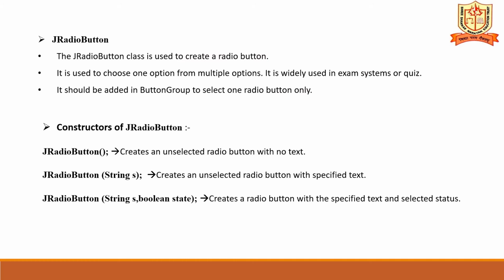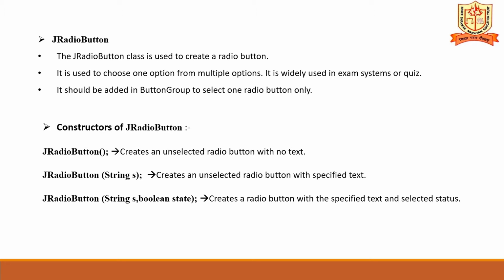Here we will see what exactly JRadioButton is. The JRadioButton class is used to create a radio button. It is used to choose one option from multiple options. It is widely used in exam systems or quizzes. It should be added to a ButtonGroup so that only one radio button can be selected.